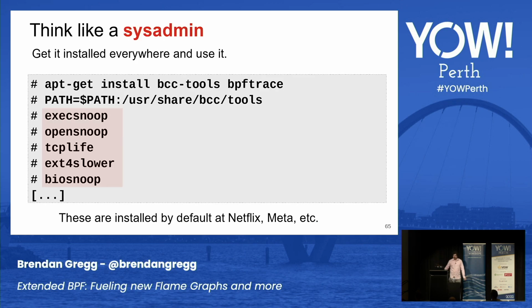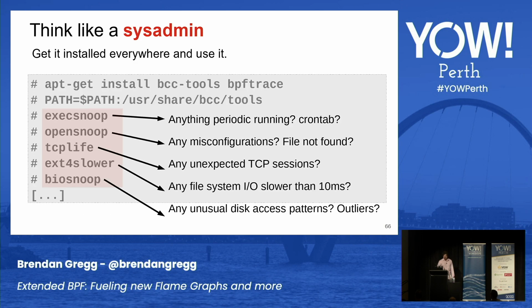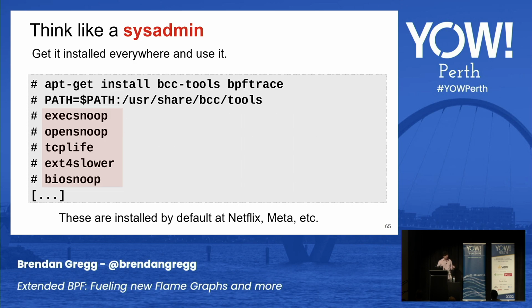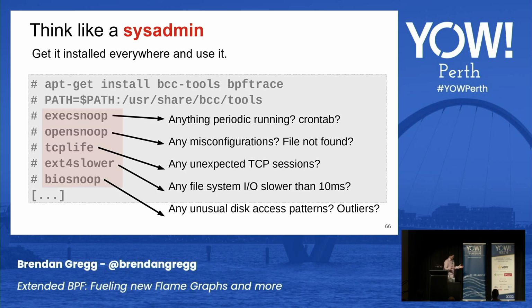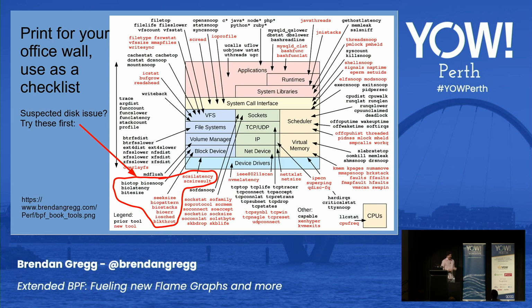It's all open source. And run the tools. These are installed by default at Netflix and Meta. Like execsnoop, anything periodic running from crontab, opensnoop, any misconfigurations, and so on. And you can print my diagram for your office wall and use it as a checklist. I know I've got a block device issue. Try these tools. Just try them, see what they show up, anything weird.